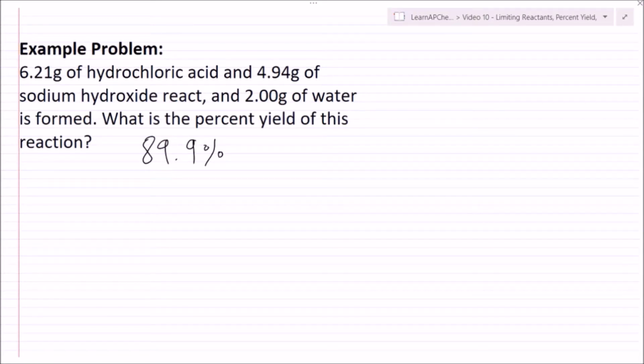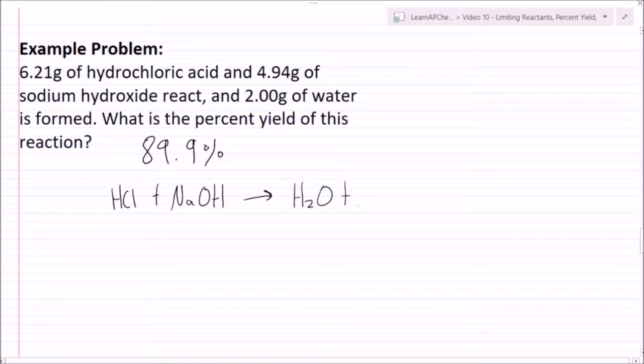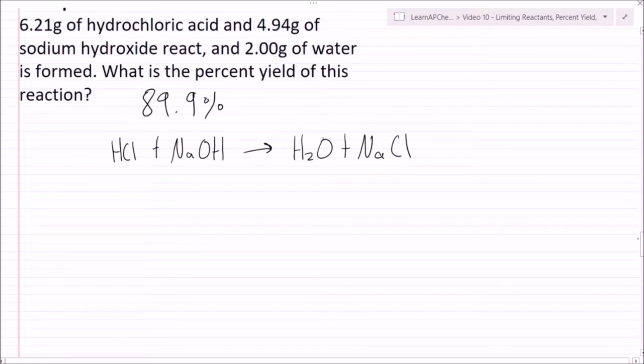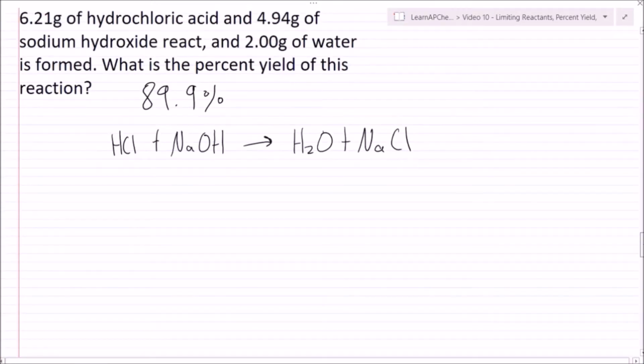So first of all, we need to determine our limiting reactant. To do that, we're actually going to have to write our chemical equation. So HCl plus NaOH yields H2O plus NaCl. And this is balanced, so we don't have to do any more work there.